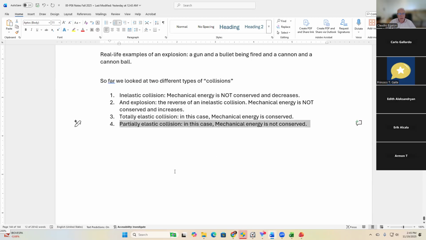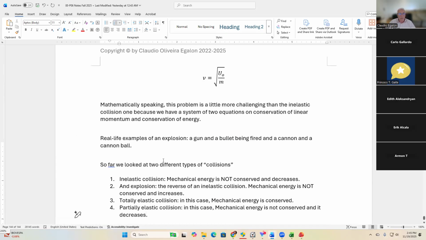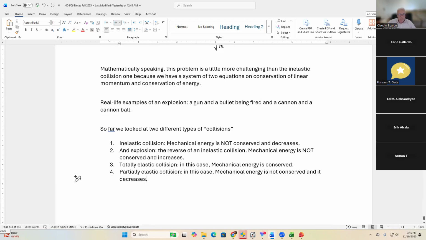And then we have the partially elastic collision, in which mechanical energy is not conserved either. It's not conserved and it decreases. Those are the 4 types of collisions, between quotes, because explosion is not a collision. The explosion is the reverse of a collision, but I should not characterize it as a collision.